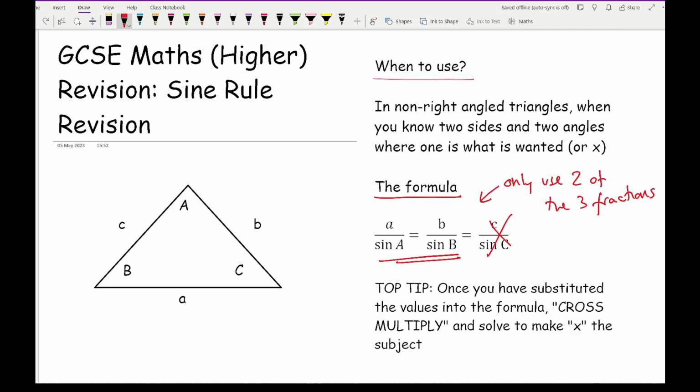Now, top tip from me is that if you do use this particular arrangement of the formula, once you've substituted the numbers in, if you cross multiply, that will eliminate all fractions. And then all that's left for you to do is to make whatever you need to solve the subject, to then go on and answer the question correctly. Now, if that makes absolutely zero sense, do not worry. When we go through some example questions, I'll refer to this and you can see hopefully exactly what I mean.